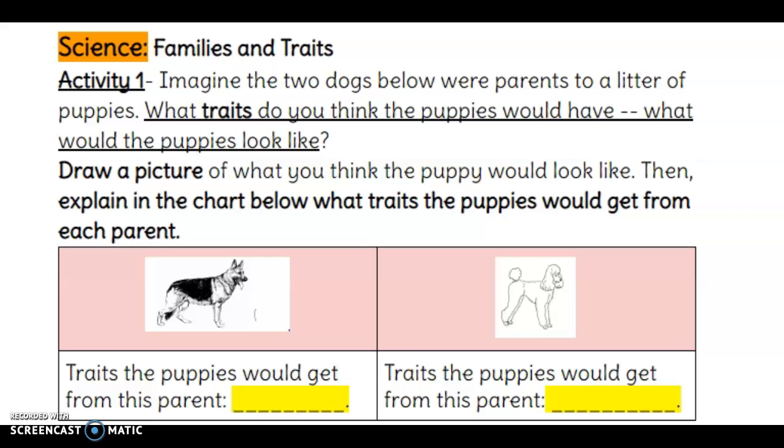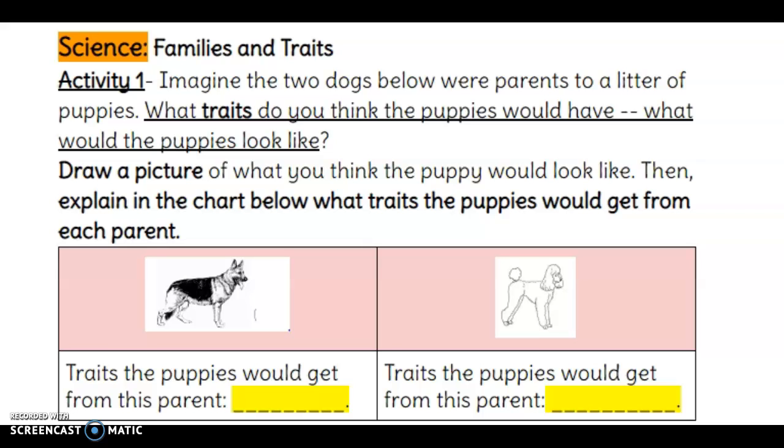What would the puppies look like? So I want you to think, what would their fur look like? What would their ears look like? What would their tail look like? Maybe their size, their color, the different traits that would be true about these dogs, about these puppies.